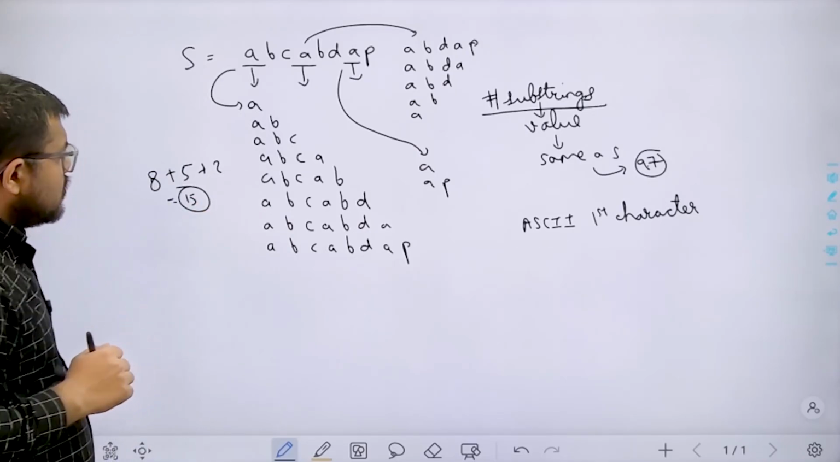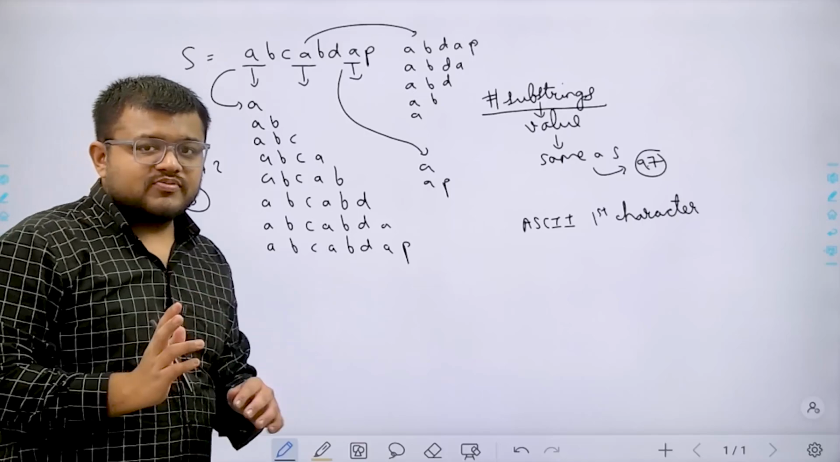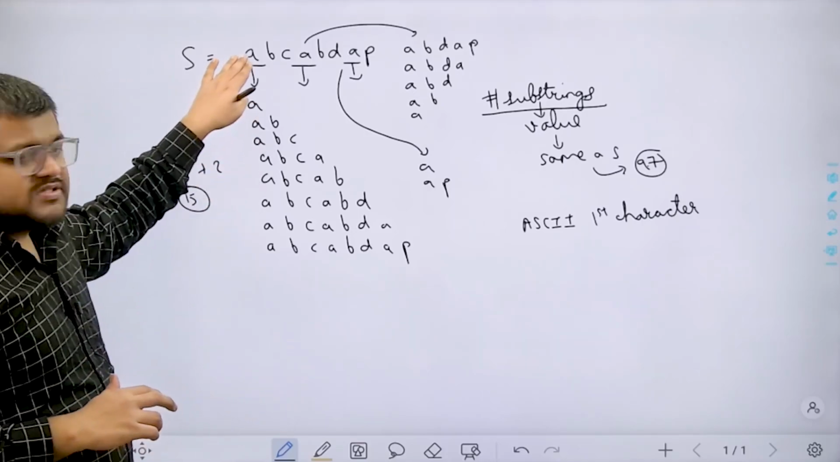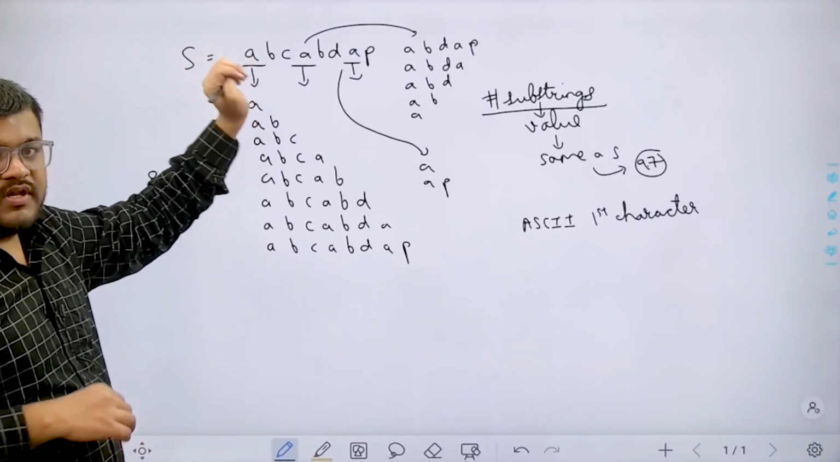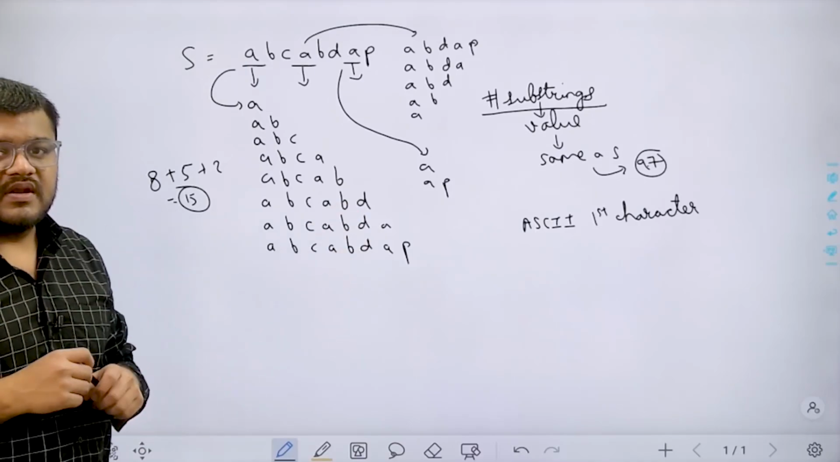Okay. So now basically we want to find the number of substrings that have the same starting character as the first character of the original string. So how can we calculate it efficiently?